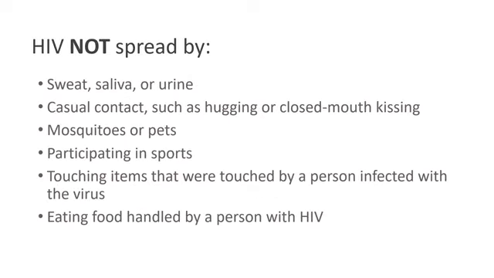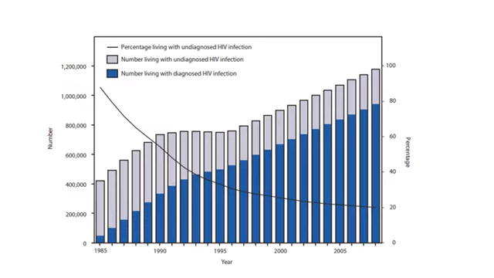HIV is not spread by sweat, saliva, urine, any casual contact, mosquitoes, pets, participating in sports, or touching things touched by someone with HIV, unless you have an open wound and you touch something that has blood or body fluids from someone who has HIV, or eating food handled by a person with HIV. It takes a real body fluid to actually spread it.